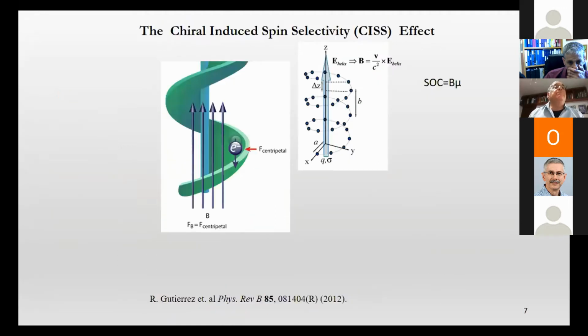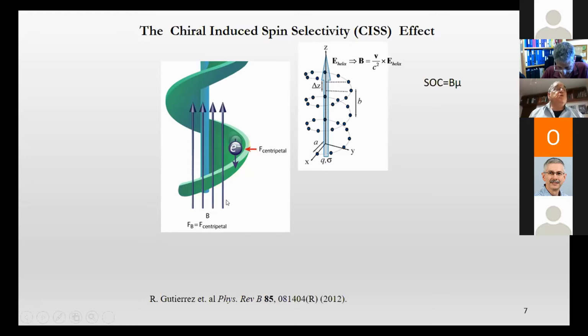And the first attempt to explain the effect was done immediately after we published our paper. And why is there a need to explain it? The reason is that the spin-orbit coupling in hydrocarbons, in organic molecules, is very, very small. By very small, I mean a fraction of a milli-electron volt. And it is surprising that with such a low spin-orbit coupling, one can get spin polarization.